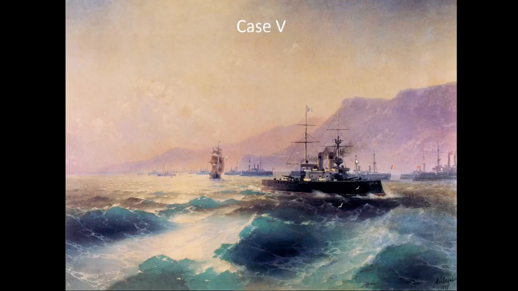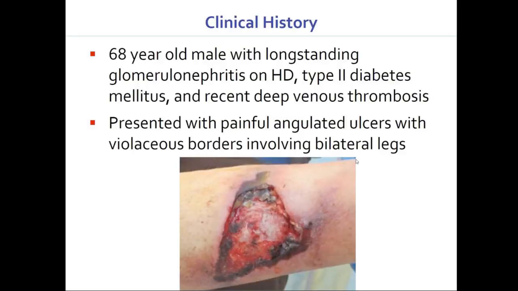Case 5. This is a patient who's 68 years old, male, with long-standing glomerulonephritis on hemodialysis. He had type 2 diabetes and a recent deep venous thrombosis. He presented with painful angulated ulcers with these violaceous, irregular borders involving the bilateral legs.